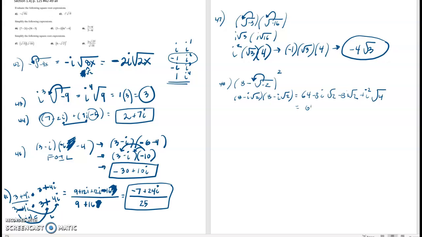We're going to do some simplifying here. These middle terms can be combined right here. A negative 8i radical 2 and a negative 8i radical 2 is a negative 16i, but still a radical 2. I know anytime I see an i squared, I can scratch it out and change what was an addition to a subtraction, and the square root of 4 is 2. So I can put those last two together. 64 minus 2 is 62 minus 16i radical 2. That would be the answer for that particular problem.